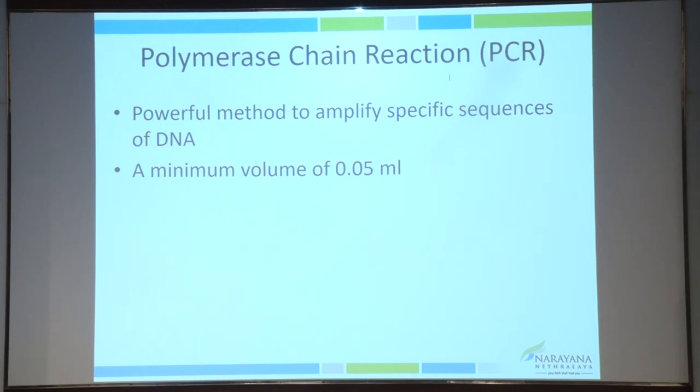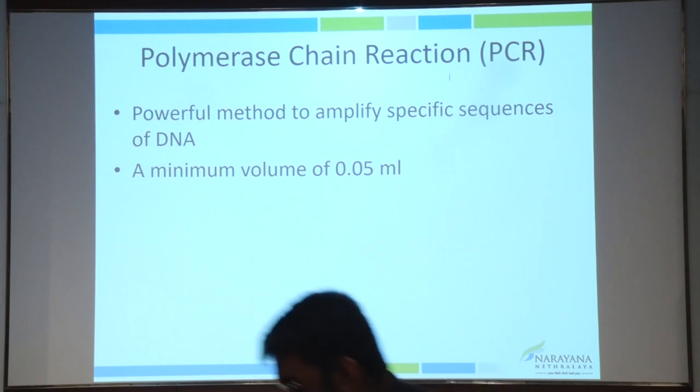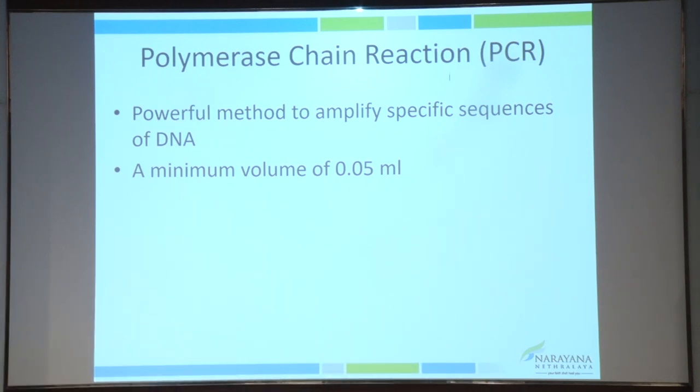Polymerase chain reaction is a powerful method to amplify a sequence of DNA. A minimum volume of 0.05 ml is sufficient to perform the test. We have nested or real-time PCR, so depending upon the organism we order.